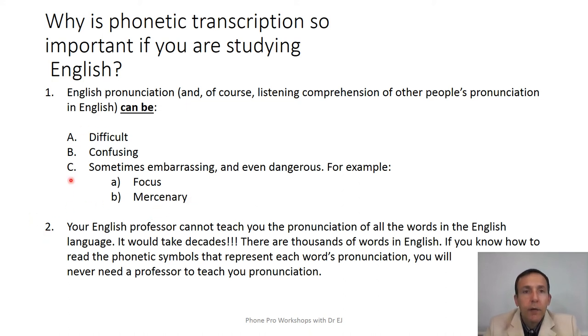Reason number two why phonetic transcription is important, why I encourage all my students to learn how to read phonetic transcription accurately. Well, phonetic transcription is extremely important because your professor cannot teach you the pronunciation of all the words in the English language. It would take decades. There are thousands of words in English. If you know how to read the phonetic symbols that represent each word's pronunciation, you will never need a professor to teach you pronunciation. That is the second reason why phonetic transcription is so crucial.